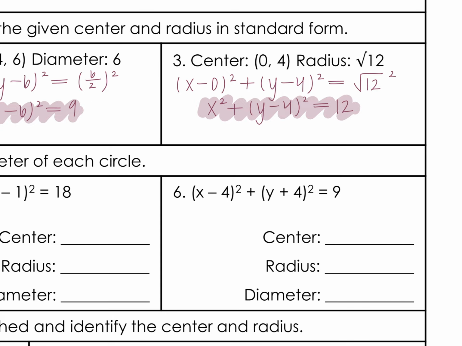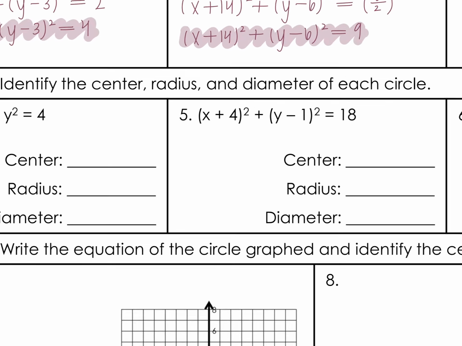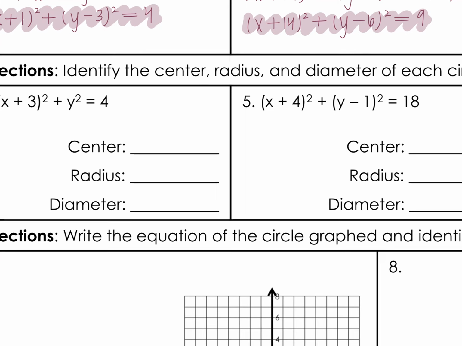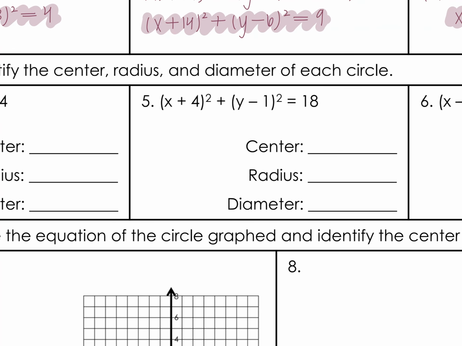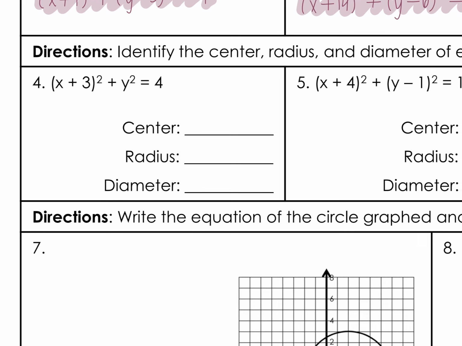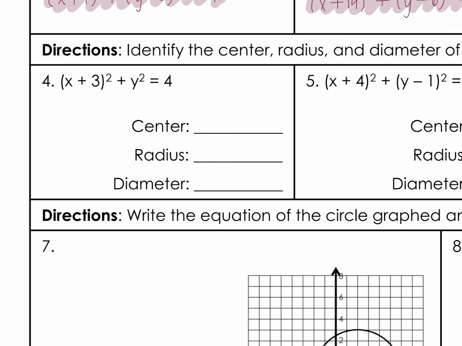All right, now let's move into the next set of problems where you are asked to identify the center, the radius, and the diameter of each circle equation. Okay, and so this is going to be a great example of what I had mentioned previously. Here you'll see we have our x plus 3 squared plus y squared equals 4. They don't have y minus 0 because, like I said, you really don't see that if you are fully simplified. And so it's just going to be understood that that is a 0. And so we'll have for our center -3, 0.